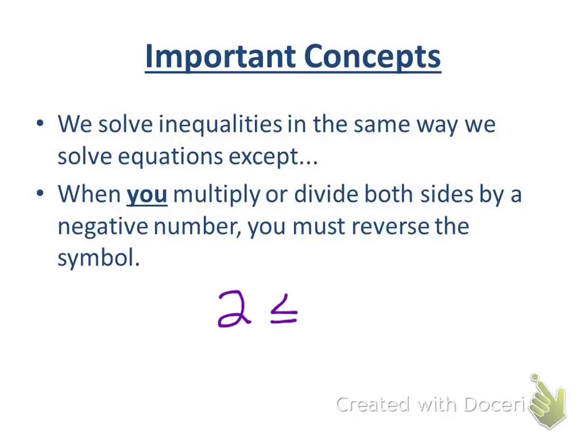This is a true statement, right? If we multiply both sides by -2, what would we get? -4, -10, right? But this symbol has to be flipped to keep the inequality true.